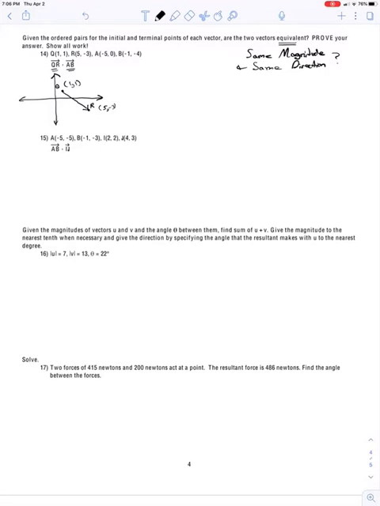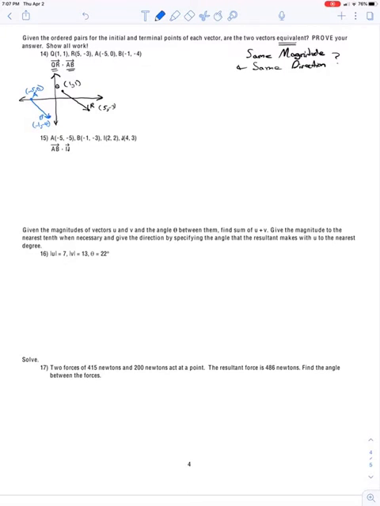Now let's take a look at our next vector, which is vector AB. Vector AB has a starting point of negative 5, 0. Here's negative 5, 0. There's A. And then B is negative 1, negative 4. Down here in this quadrant, there's negative 1, negative 4. Here's B. There's this directed line segment. So we're going to prove they're equivalent.